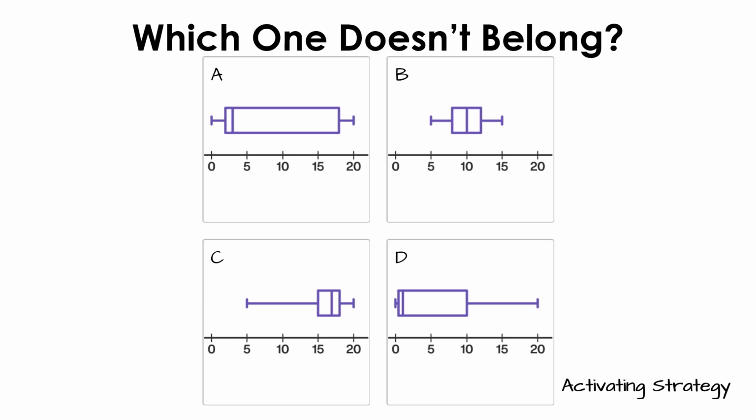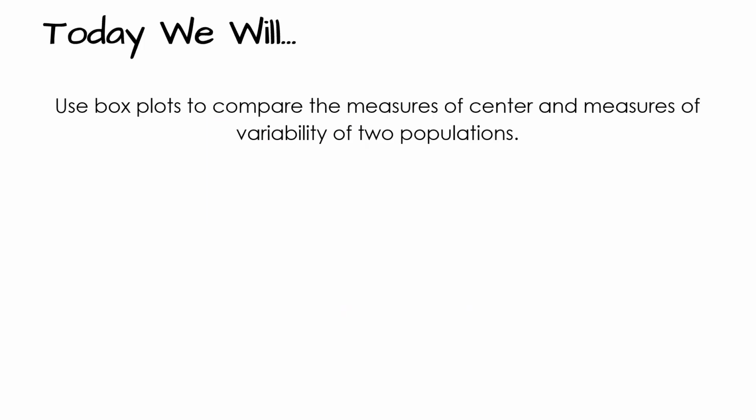We are going to start with our comparing of box plots. For your activating strategy, which one does not belong? Consider the data that you see and what we look for in box plots, and circle your answer and submit. Today we will use box plots to compare the measures of center and the measures of variability of two populations.